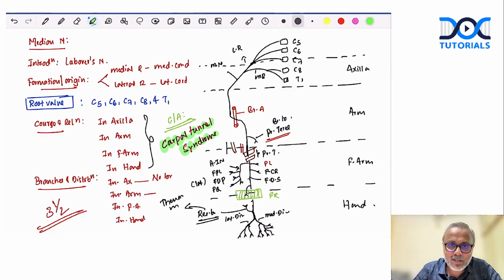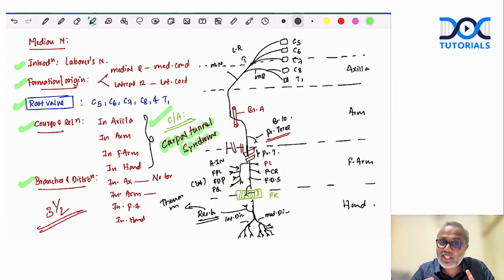Are we clear? Right? This is how you should approach the question on median nerve. Done? This is just a template. Okay. Introduction, formation, root value, course and relation, branches and distribution, and finally clinical anatomy. Fine. Even if an examiner subdivides your question, these are the headings they would give. So for any nerve of the upper limb, lower limb, please prepare yourself under these headings so that you will describe the answers under these headings.